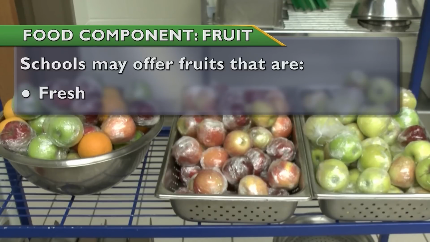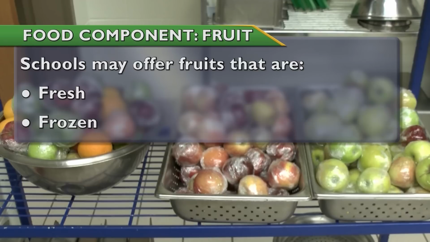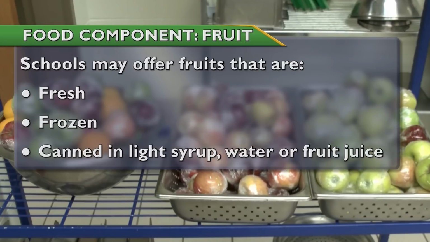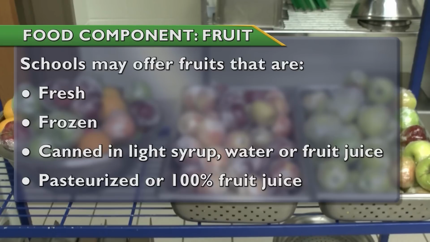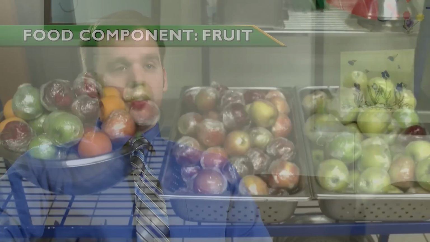Schools may offer fruits that are fresh or frozen, canned in light syrup, water, or fruit juice. Pasteurized fruit juice or 100% full-strength fruit juice may be offered. Keep in mind the fruit requirement for the school breakfast program, no more than half of your total fruit credit can come from fruit juice. So say you need the 5 cups per week, no more than 2.5 cups can come from fruit juice, and that fruit juice has to be 100% fruit juice.